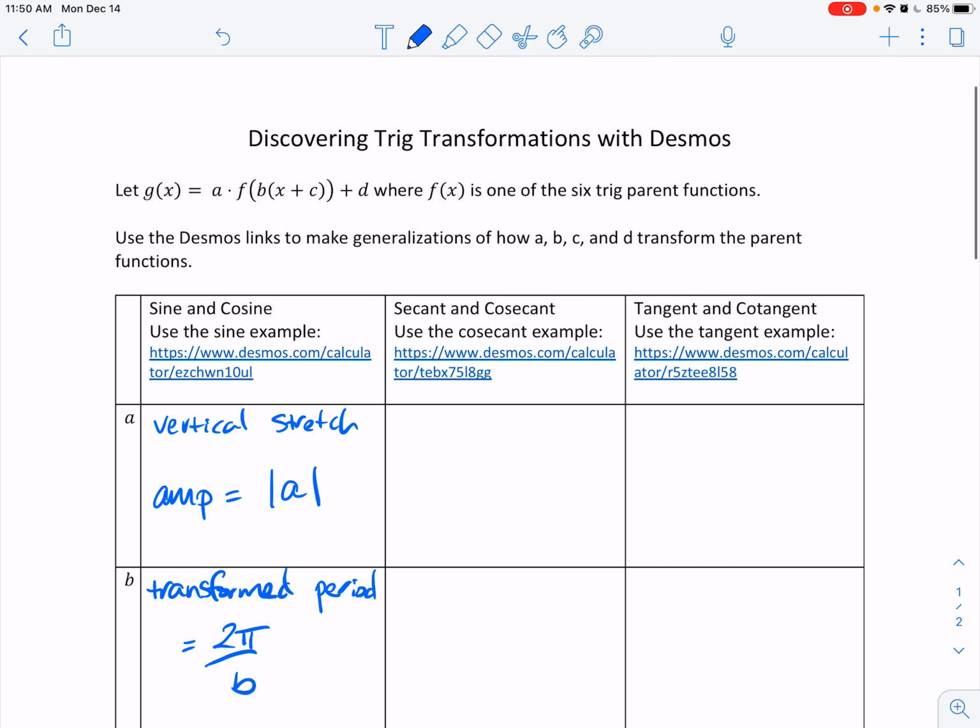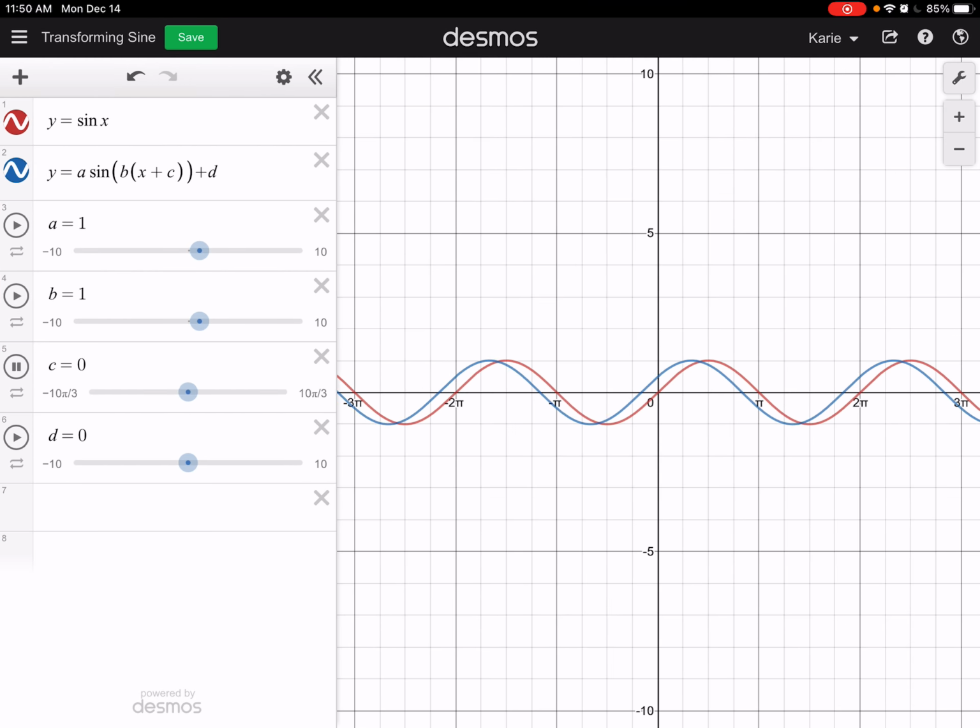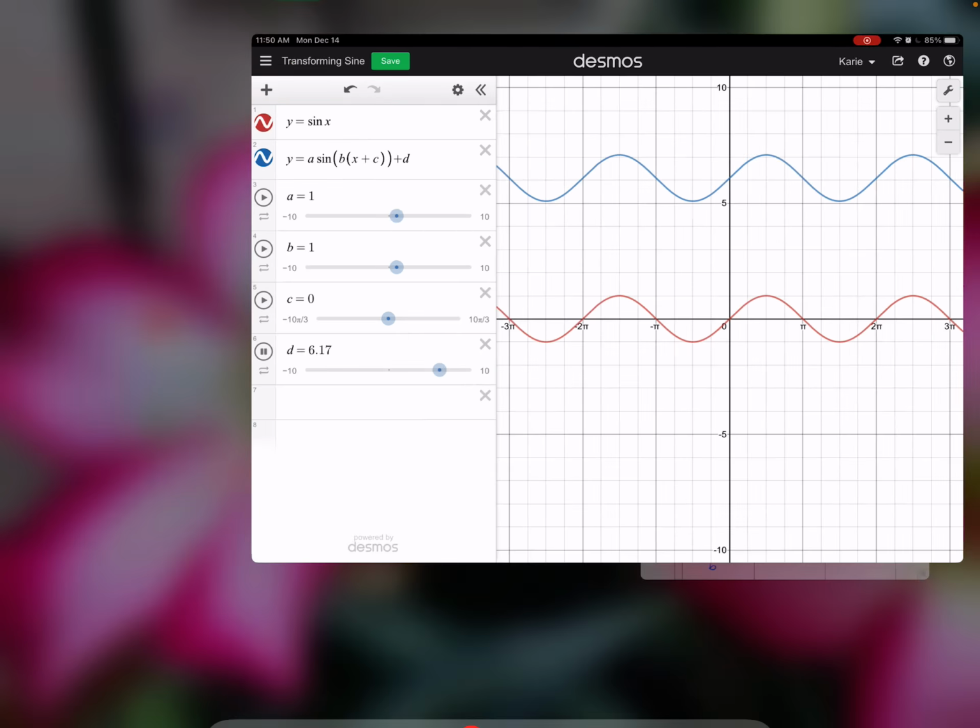And what do you expect to happen with D? Well, let's go back to 0, nice. With D, it's going to obviously shift us up and down, which is kind of fun. Okay, so that's that first one.